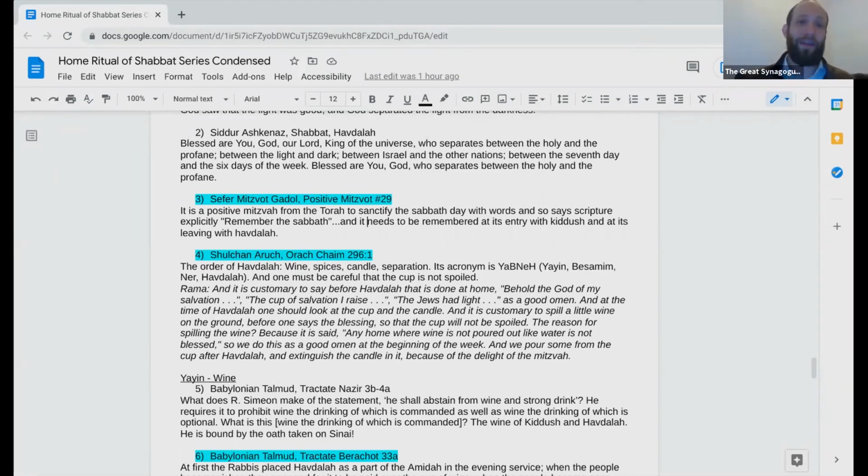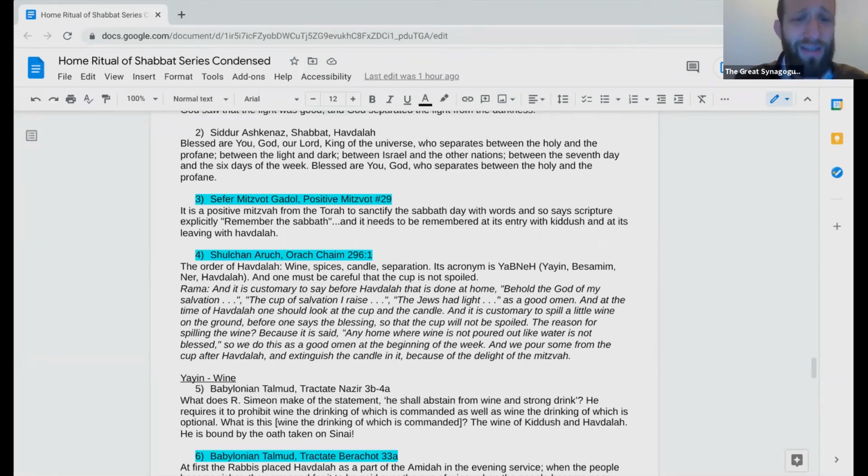Okay, the order of Havdallah: wine, spices, candle, separation. Its acronym is Yabneh, and one must be careful that the cup is not spoiled. Ramah: it is customary to say before Havdallah that is done at home, behold the God of my salvation, the cup of my salvation I raise. The Jews had light as a good omen. So those are all the verses that are currently part of our fixed liturgy of Havdallah, that we say before we actually get to the 4 brachot.